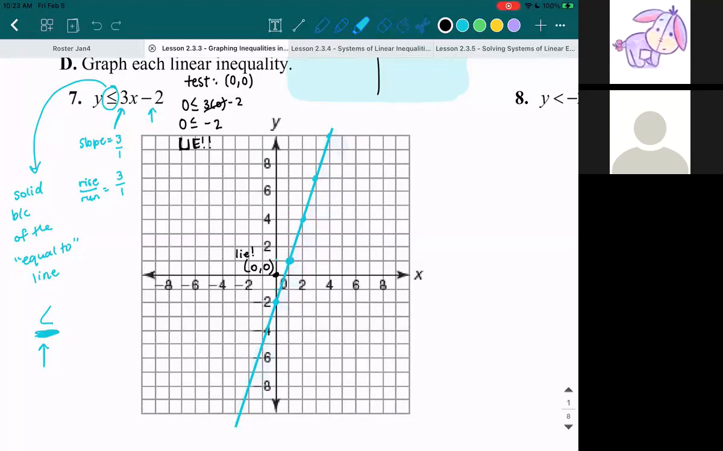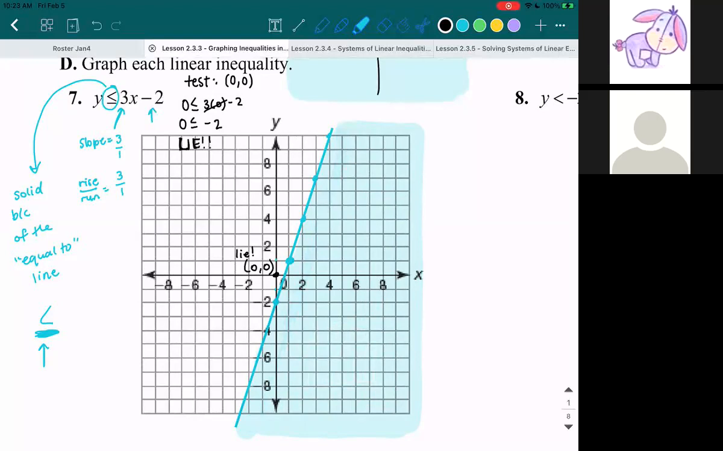Okay, that was really bad shading. Let me shade better. I don't want to pass my line. That's what I did earlier. There we go. Okay, so just shade everything underneath our solid line. And we're shading underneath it because 0, 0 was on top of it and 0, 0 was a liar. And we stay away from liars.